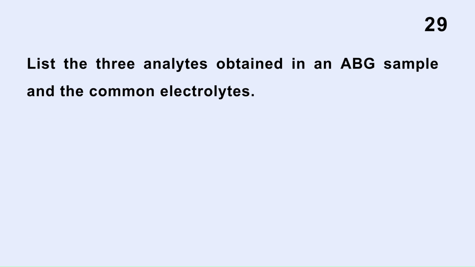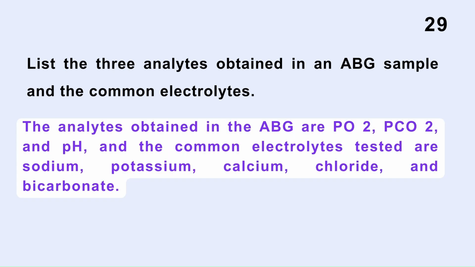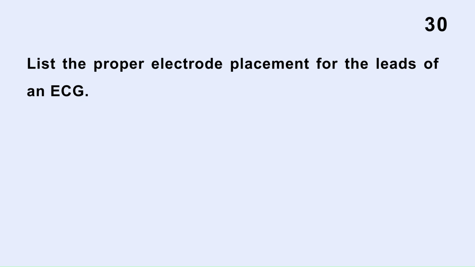List the 3 analytes obtained in an ABG sample and the common electrolytes. The analytes obtained in the ABG are PO2, PCO2, and pH, and the common electrolytes tested are sodium, potassium, calcium, chloride, and bicarbonate. List the proper electrode placement for the leads of an ECG.